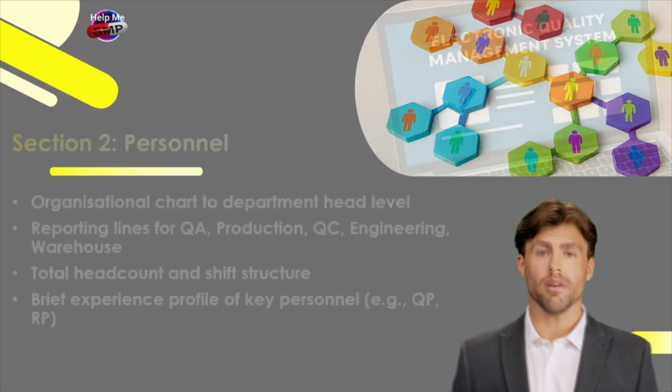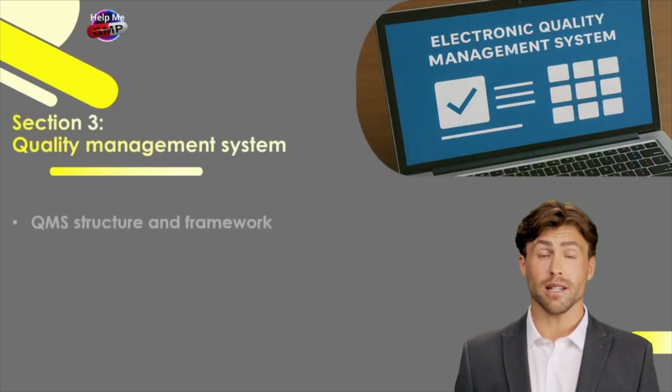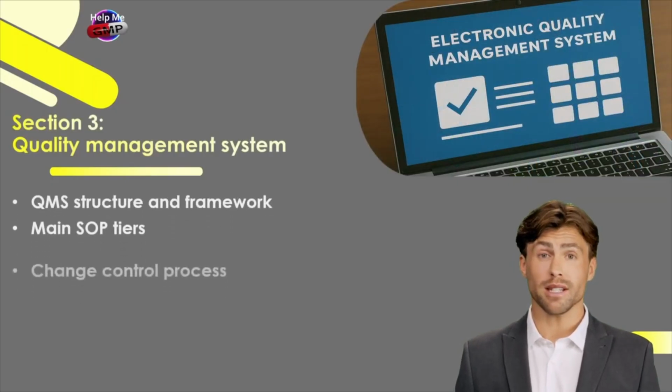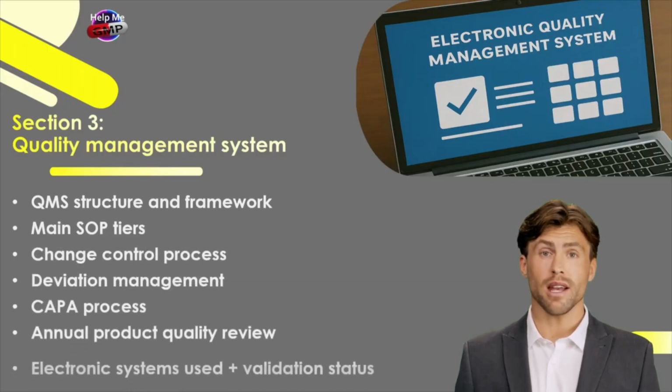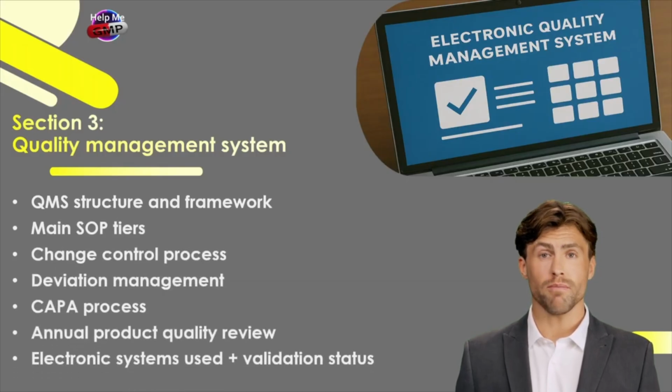Explain how your QMS is built. List the main SOP tiers, change control, deviation management, CAPA, and annual product quality review. Mention which electronic systems you use and reference their validation.